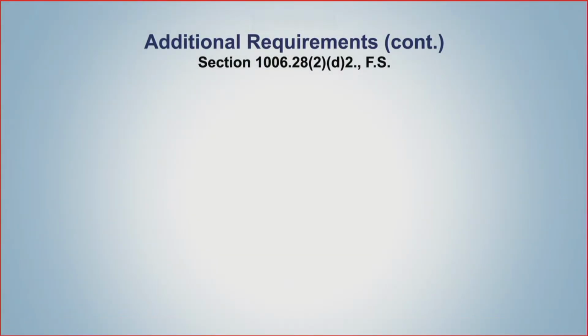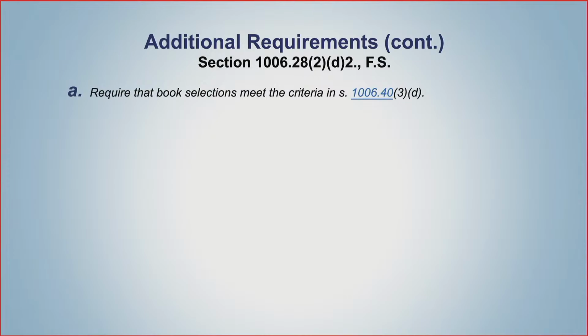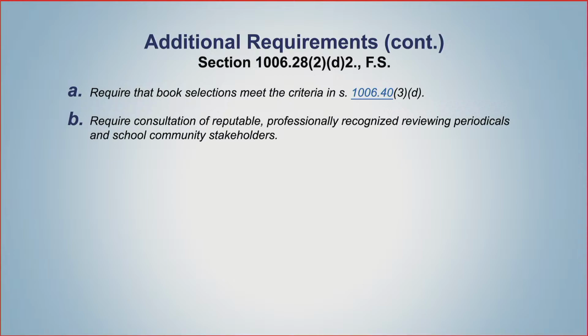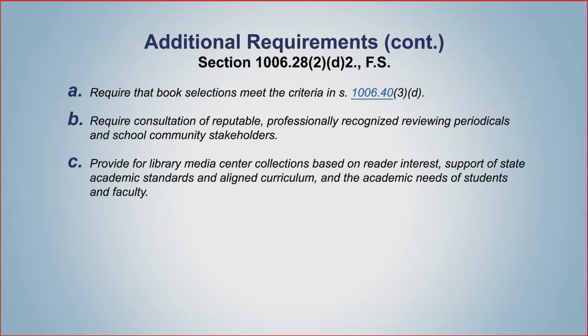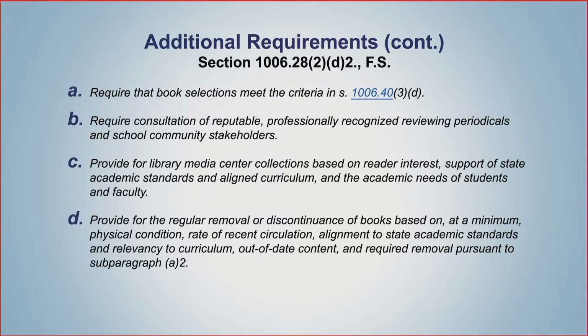Additionally, Section 1006.28, Part 2, Part D, requires each district school board to adopt procedures for developing library media collections. The procedures must address the following criteria. A. Book selection must meet the criteria in Section 1006.40, Part 3, Part D. B. Consultation of reputable, professionally recognized reviewing periodicals and school community stakeholders. C. Library media center collections based on reader interest, support of state standards and curriculum, and the academic needs of students and faculty. D. The regular removal of books based on physical condition, rate of circulation, alignment to state standards, relevancy to curriculum, and out-of-date content.